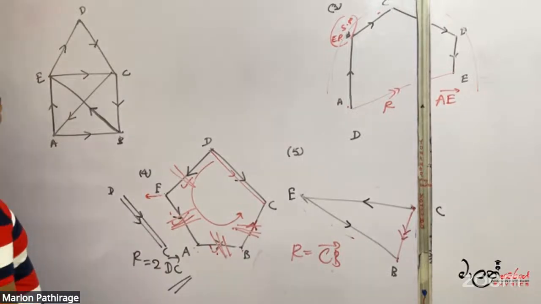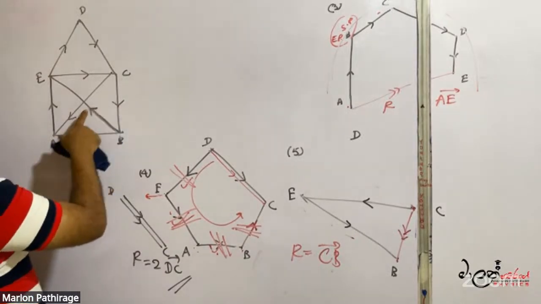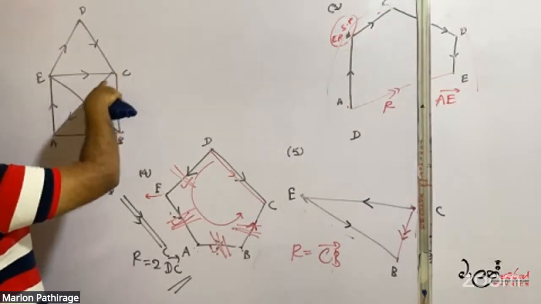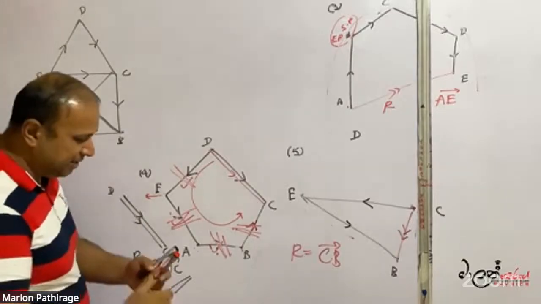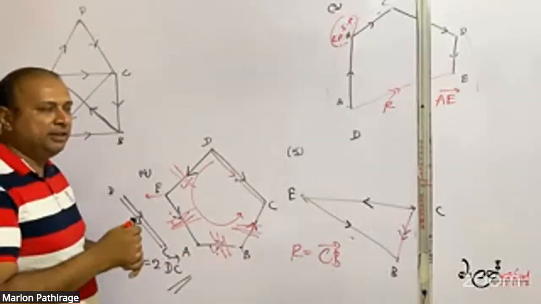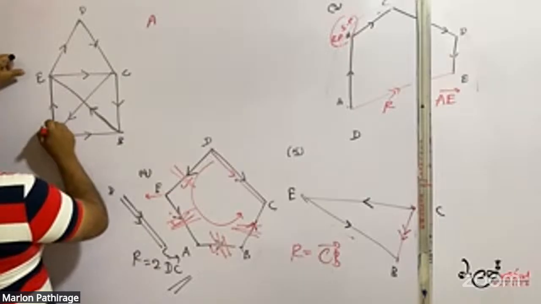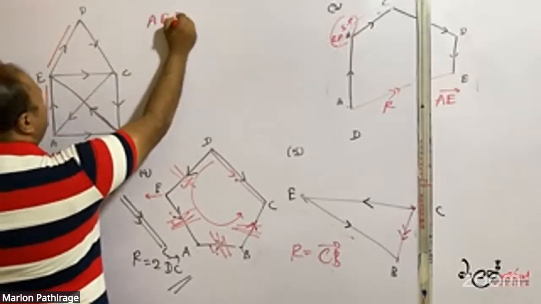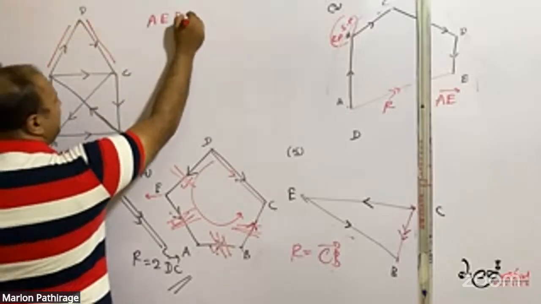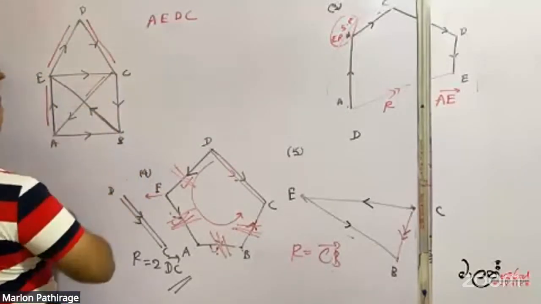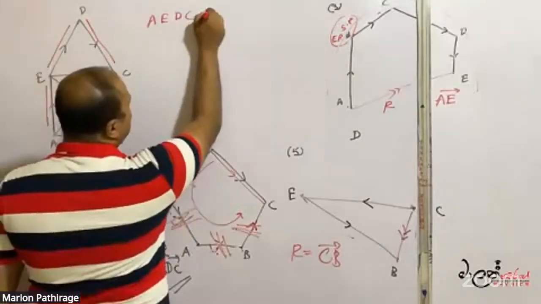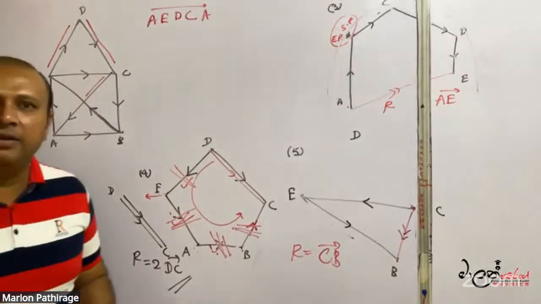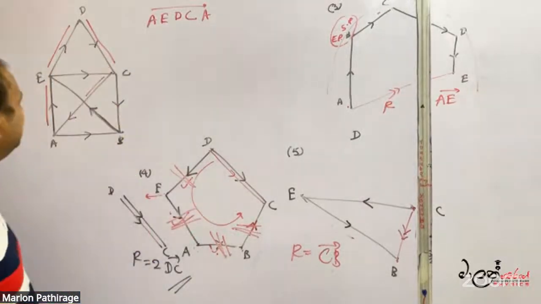Then I can consider this one first: A E D C A. That is the first closed loop. Therefore, you can remove all the vectors in those directions.